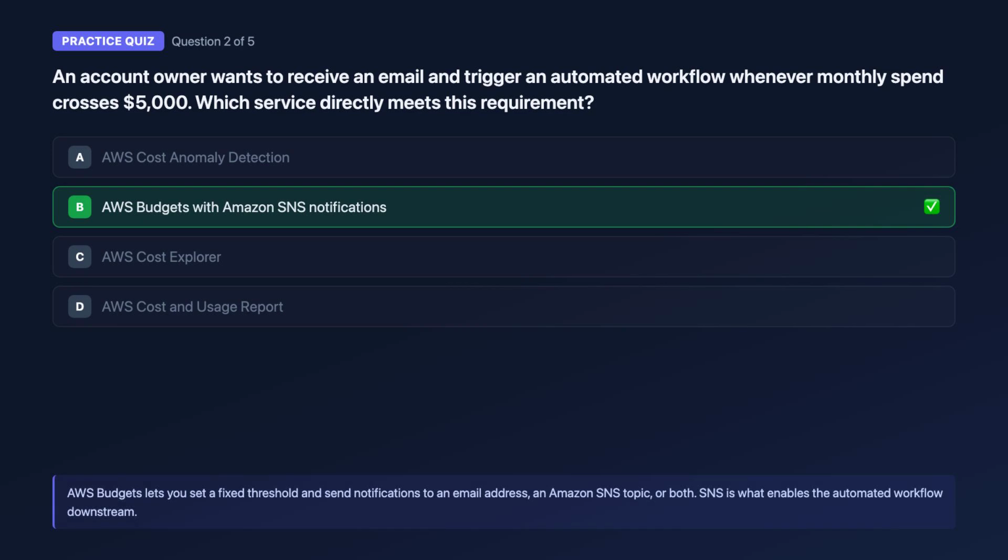This one is B. Amazon Web Services budgets with Amazon SNS notifications. The requirement names a fixed threshold, $5,000, which points straight at budgets, and because notifications can go to an SNS topic, you can fan that out to a Lambda function to run the automated workflow. Anomaly detection would be wrong here, since there's a specific number being defined.